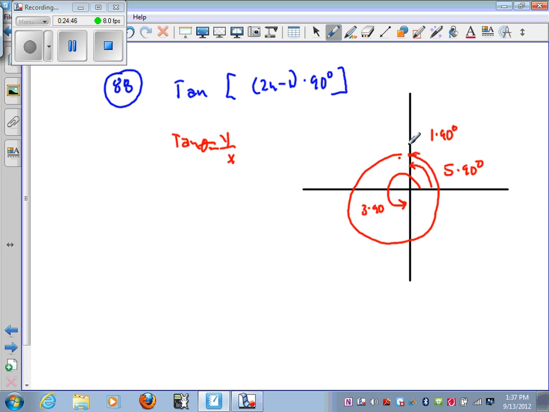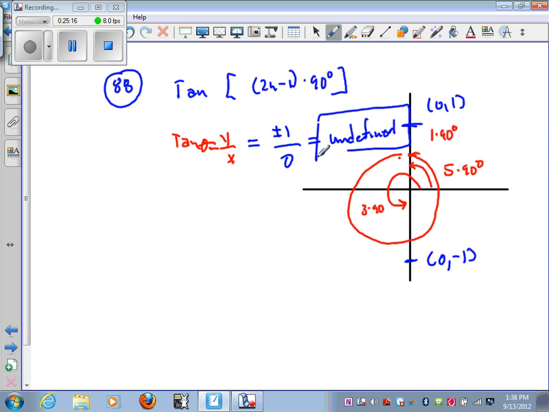Now, if we take those points, like this point is 0, 1, and the point down here would be 0, minus 1. No matter where we're at, we're either going to be plus or minus 1 in the numerator, but we're always going to be divided by 0. Whenever you divide by 0, you get an undefined number. So this is what you would have as undefined for that situation. Okay, so that's kind of how you figure those out. And that'll be all I'll do for this section.